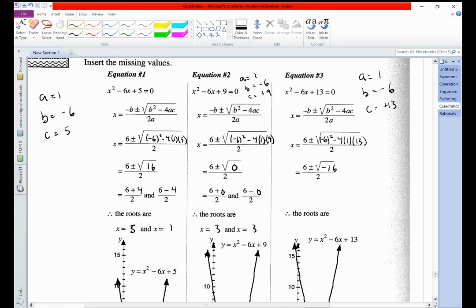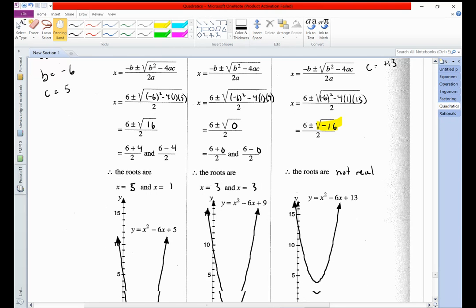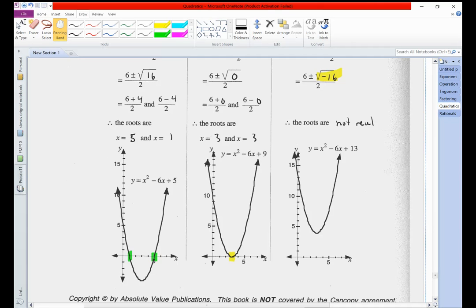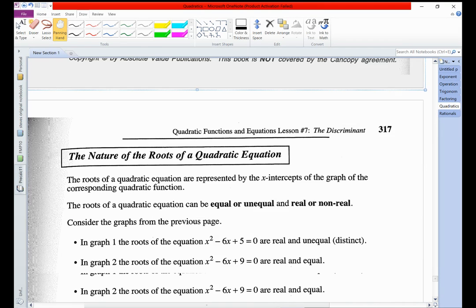And what we get underneath the square root is a negative 16. You cannot take the square root of a negative number. When you do get the square root of a negative number, it means your roots are not real. They don't exist. That's because if we graph that, our parabola doesn't actually cross the x-axis, so we don't have any x-intercepts. So we're going to take this into the next page.